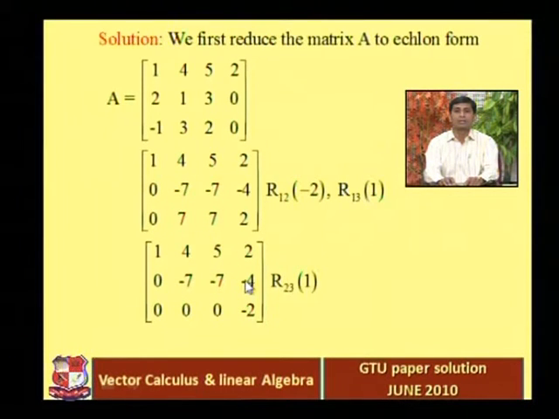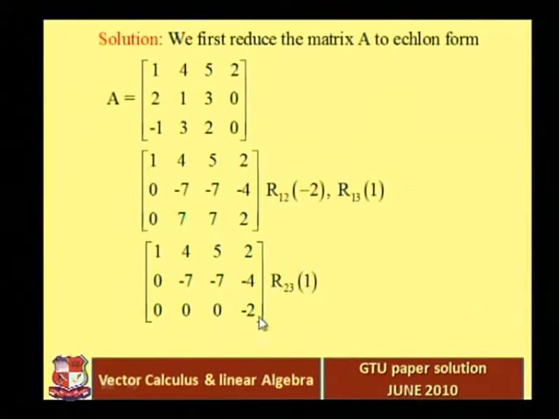So the first and second rows are as they are. The third row is 0 0 0 and minus 2. Just add the second and third rows. Okay, so now this matrix is in row echelon form.